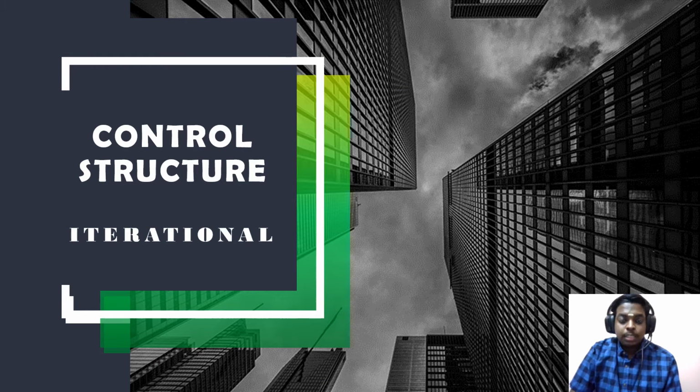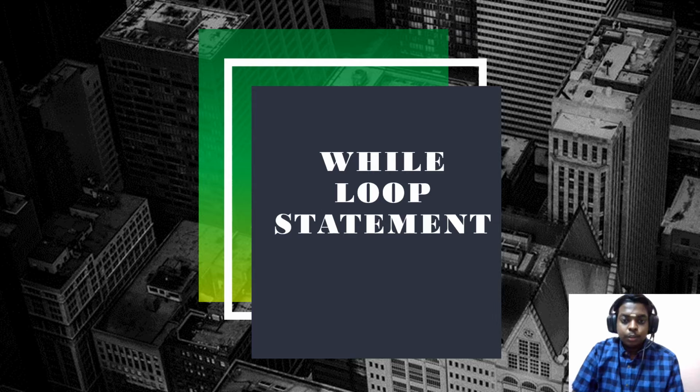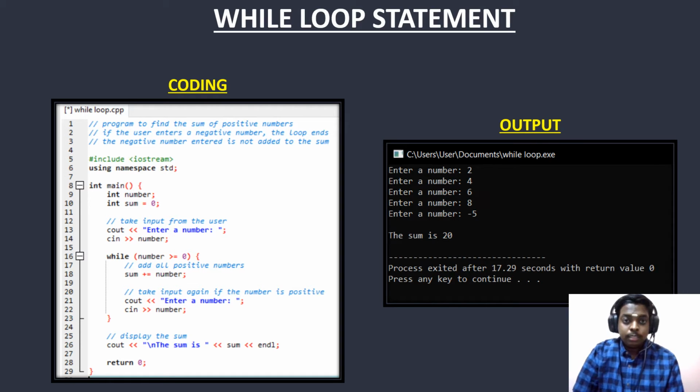Today I want to explain the iterational control structure. First, I show the while loop statement. This is the coding which I do: the program to find the sum of positive numbers. If the user enters a negative number, the loop ends. The negative number entered is not added to the sum.